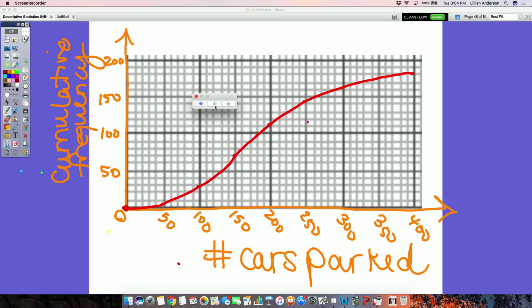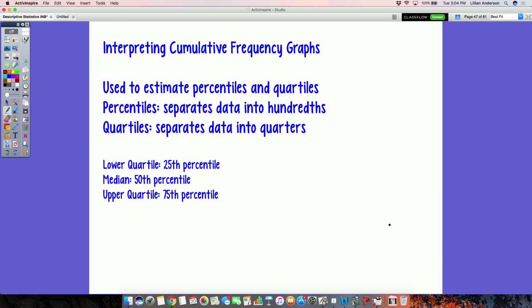So, the interpreting that I was referring to is stuff like this. Flip over. Cumulative frequency curves are used to estimate percentiles and quartiles and things of that nature. The lower quartile is like the bottom 25%. Okay? So the 25th percentile. The median is the 50th percentile, so smack dab in the middle. And then the upper quartile is the 75th percentile.